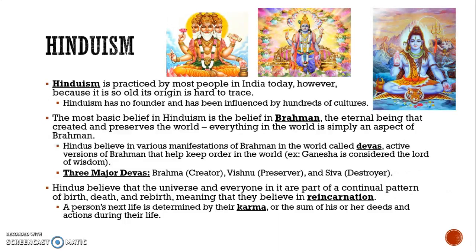The most basic belief in Hinduism is the belief in Brahman. Brahman is the figure up at the top in yellow, the eternal being that created and preserves the world. Everything in the world is simply an aspect of Brahman. After that, they believe in various manifestations of Brahman called devas. These are active versions of Brahman in the world.